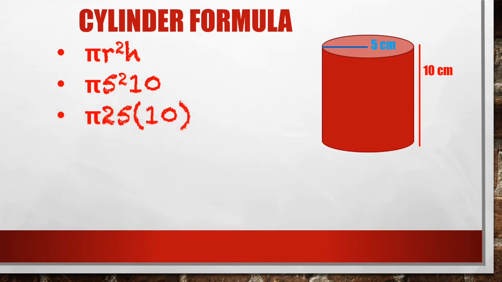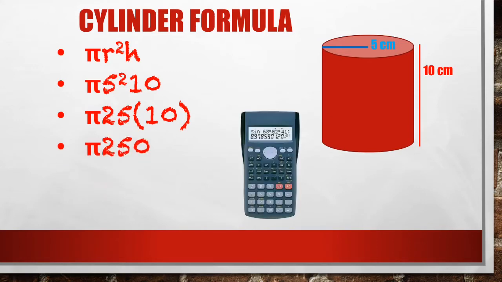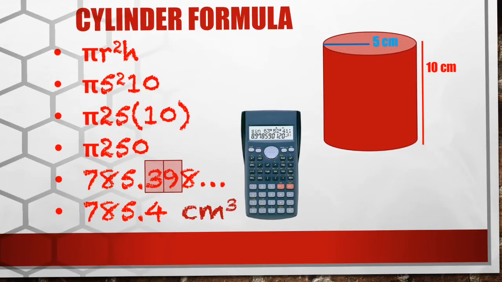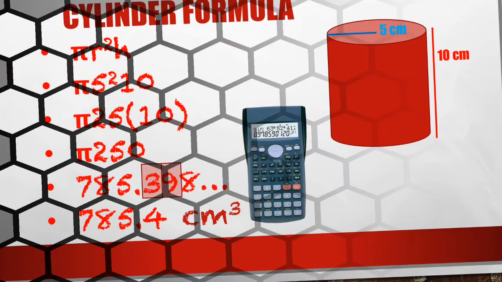We substitute the 5 where the radius was and the 10 where the h was. 5 squared is 25, and then times 10. That's pi times 250. Notice at this point I pull out the calculator, because pi times 250 is 785.398. I'm highlighting the 3 and the 9 because I'm using the 9 to tell me how to round the 3, and it rounds up to 4.